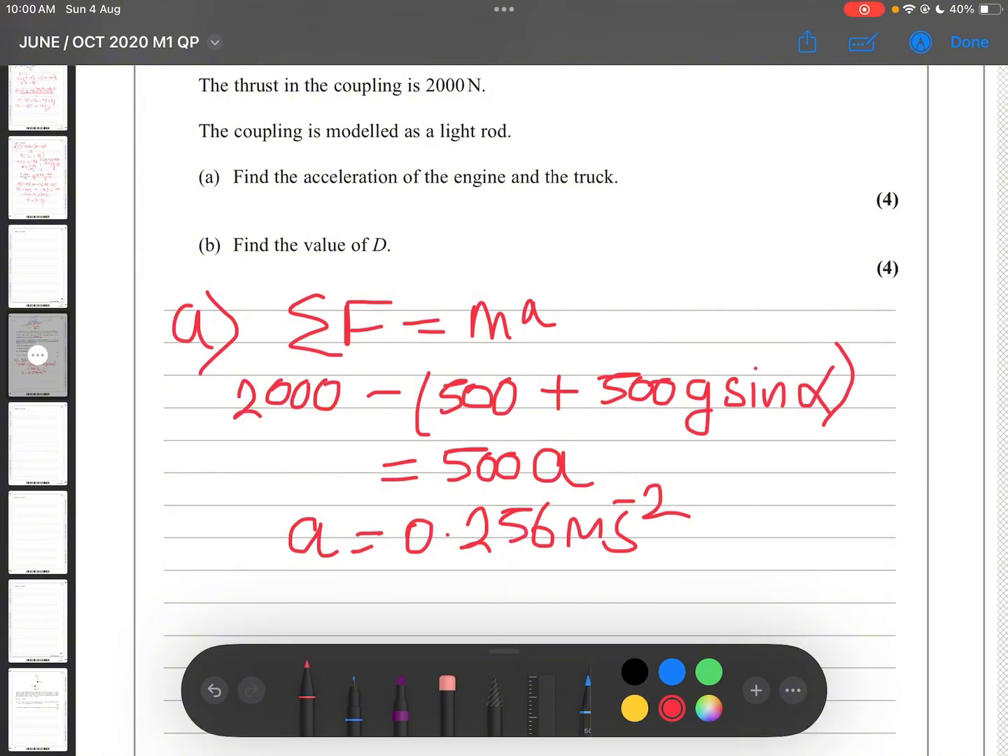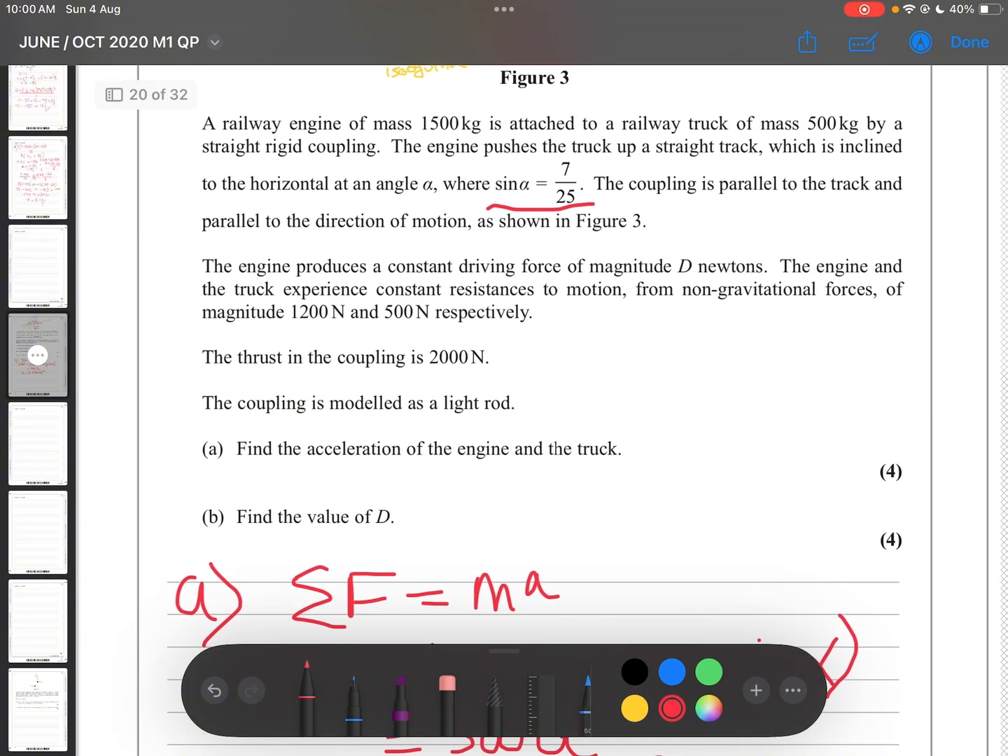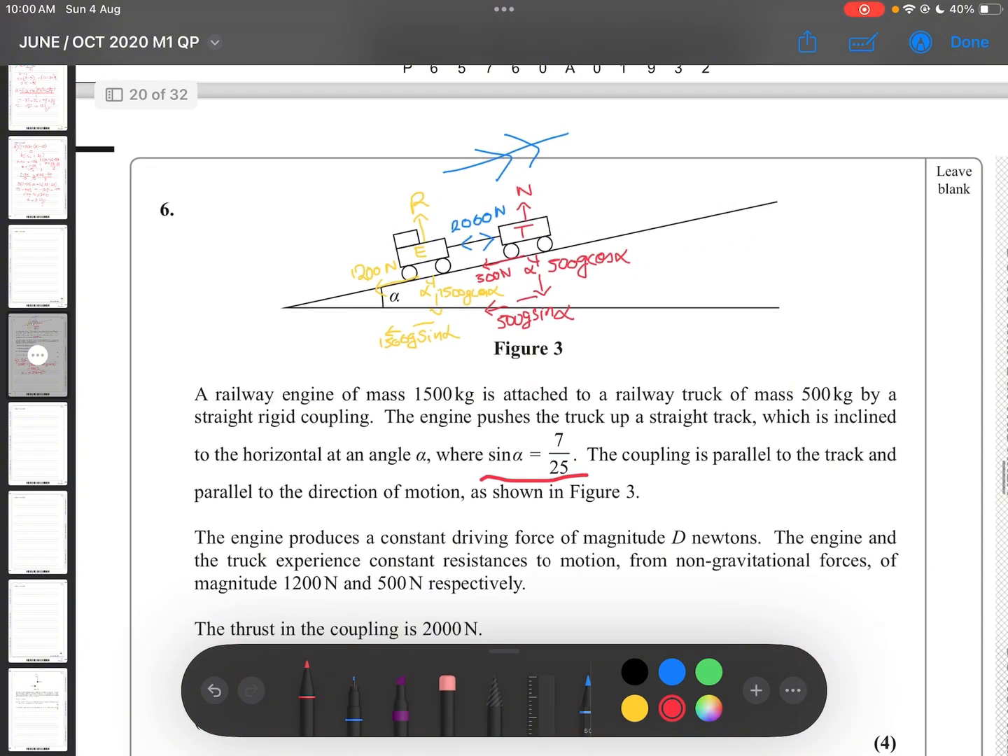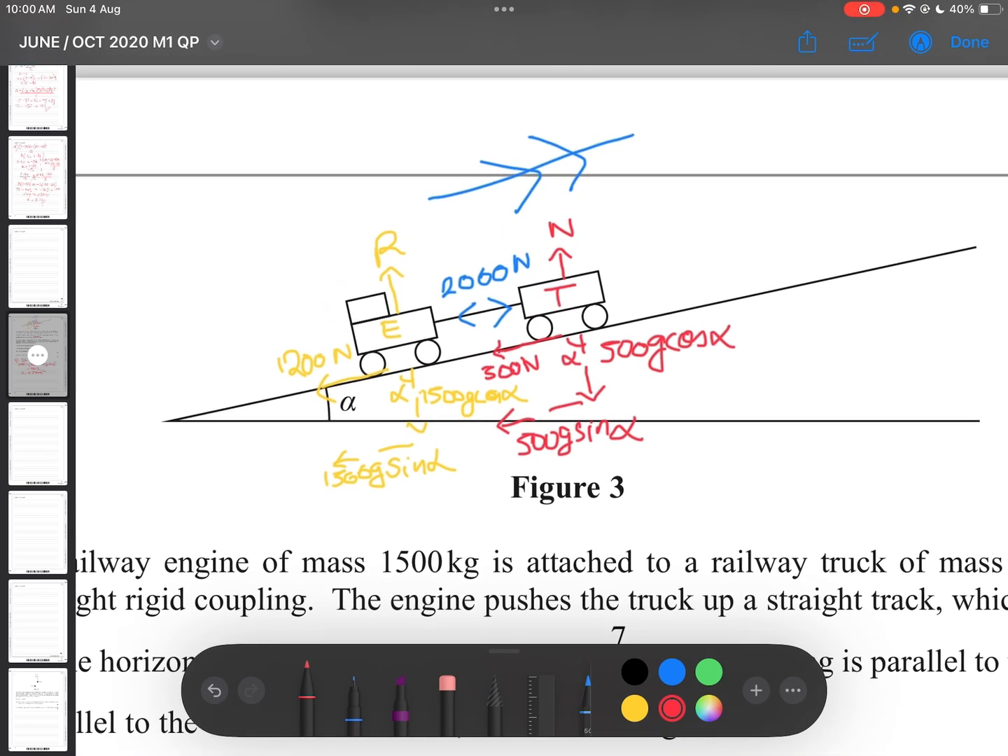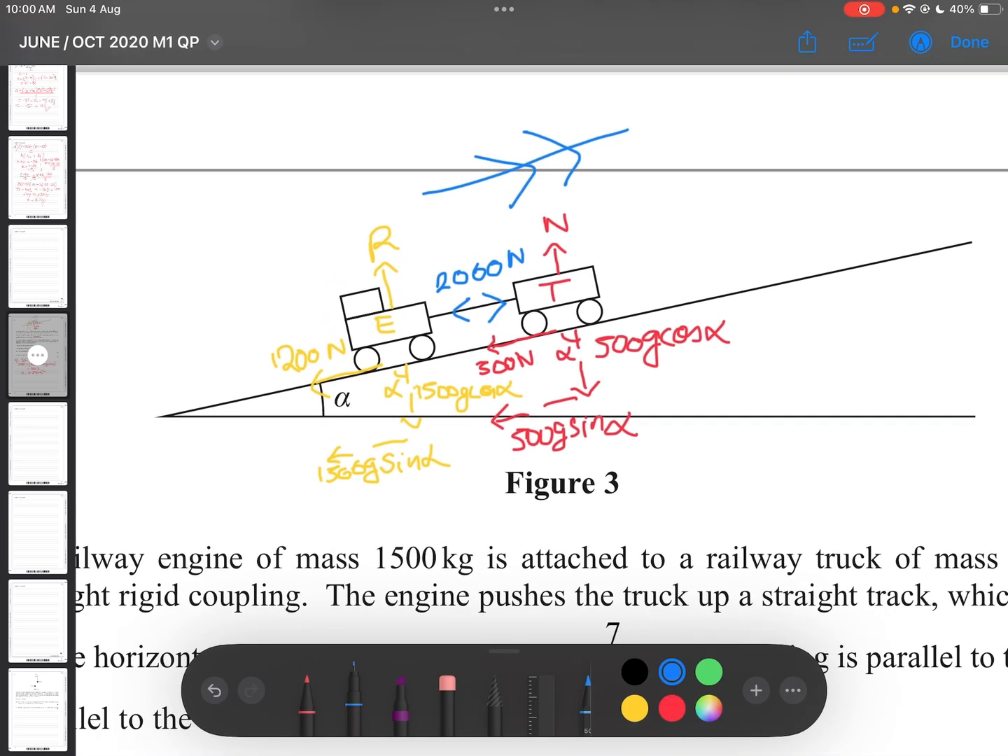Part B says find the value of D, because I forgot to show D, right? D is the driving force of the engine, which is going to be acting to the right.